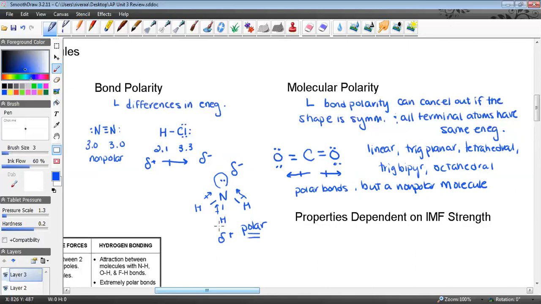Now, in order to be polar, you have to have polar bonds, right? So if you have non-polar bonds, it doesn't matter what the shape is, it's always non-polar. Any questions on bond polarity versus molecular polarity?